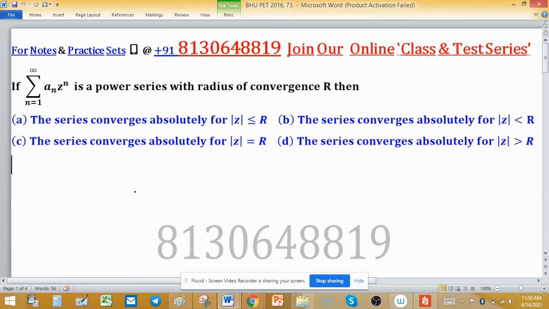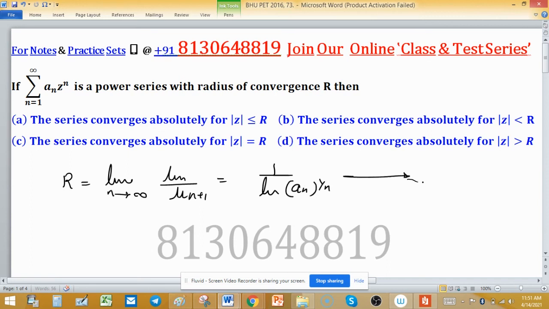Radius of convergence and interval of convergence are somehow different. The interval of convergence gives a precise way to say where the series is convergent, and the radius of convergence is slightly less powerful than the interval of convergence. Normally we find the radius of convergence R by the limit as n tends to infinity of a n upon a n plus 1, and another way is 1 upon limit of a n raised to the power 1 upon n. This gives you the radius of convergence.